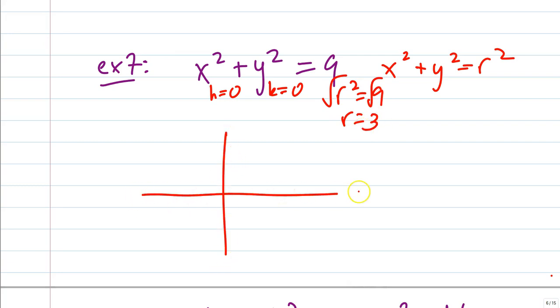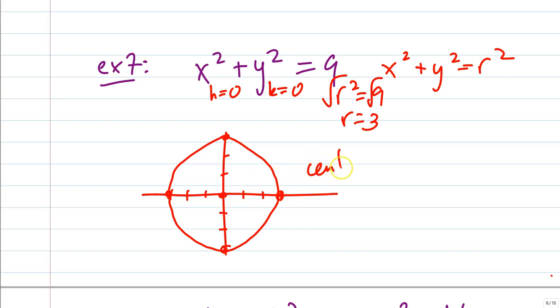So how would I graph this? Starting at 0, there's our center, go 3 to the right, plot a point, go 3 up, go 3 to the left, and go 3 down. And what shape is it? Draw a circle. I told you my circles suck, right? So that's the idea. Just find the center, and then plot the radius around that center, and you should have your shape.